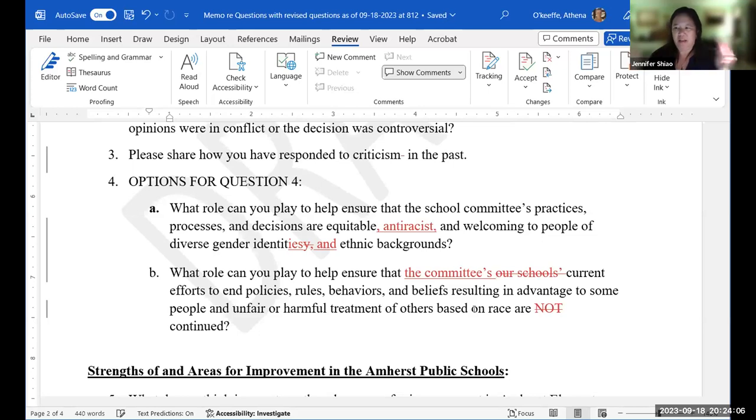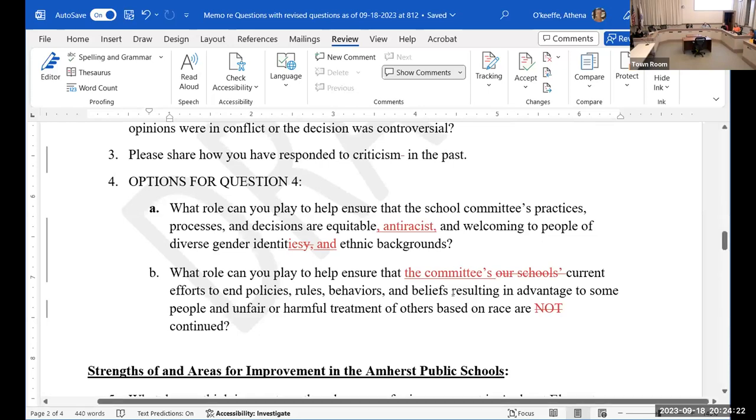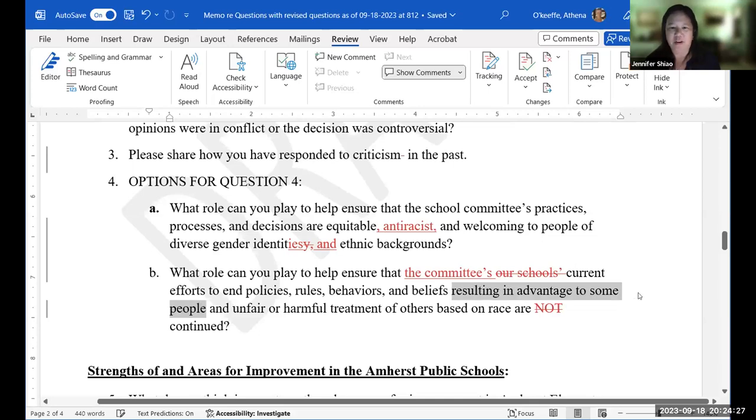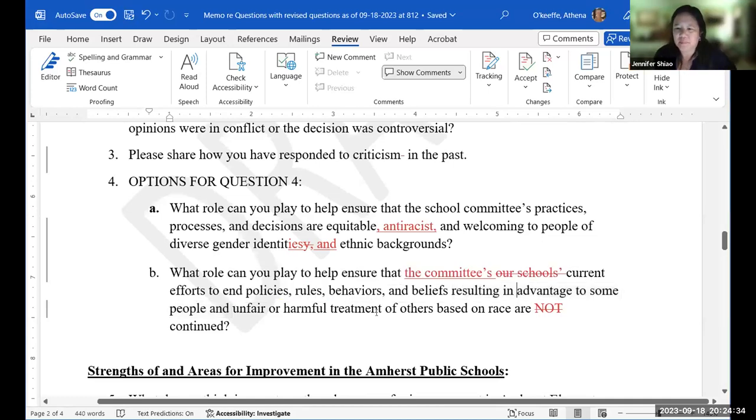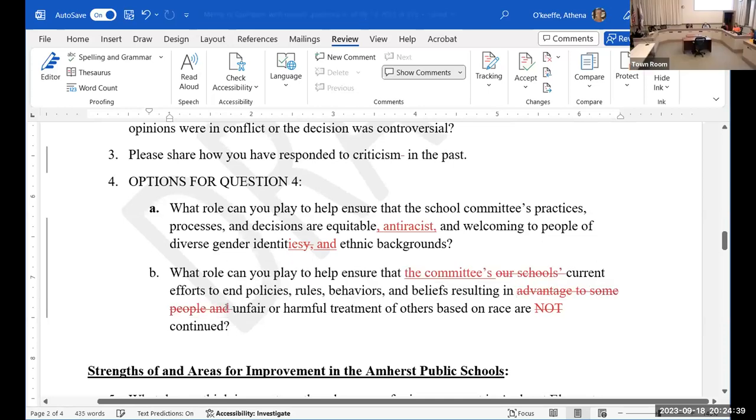Advantage to some people, I feel like I know what this question is trying to do, but I feel like we could just remove advantage to some people and just say beliefs resulting in unfair or harmful treatment of others based on race are continued. Just to clarify. Sorry. Give me that again, very slowly. Sure. Beliefs resulting in unfair or harmful treatment. Yeah. Okay. Perfect. Thank you. Those are my thoughts on that question.